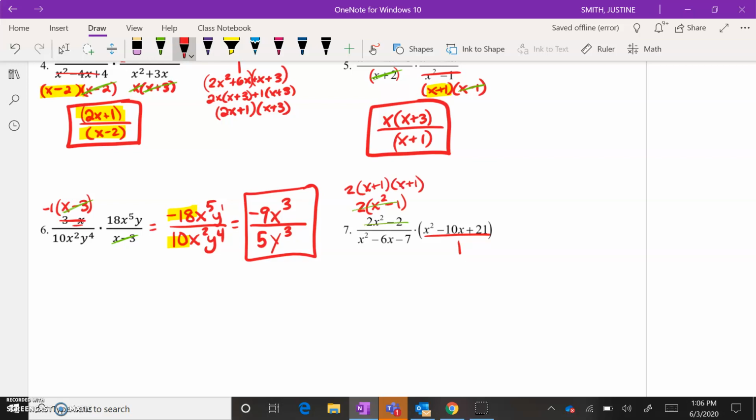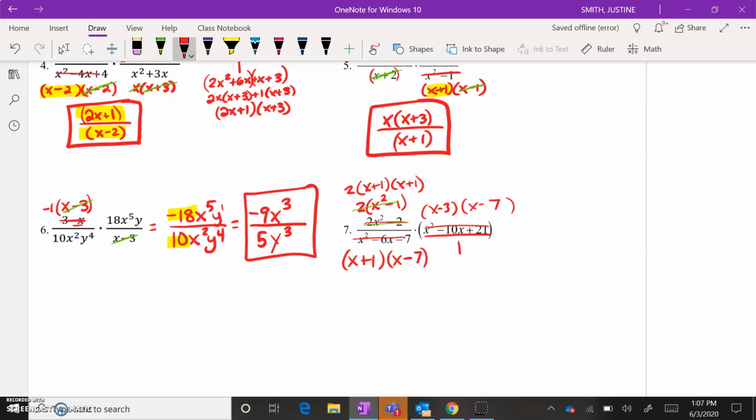This is fun stuff. Okay, so now a normal trinomial on the bottom. So what multiplies to -7 and adds to -6? So a -7 and a +1. Okay, and then again, another easy trinomial here. So multiplies to 21, adds to negative 10. So a negative 3 and a negative 7.